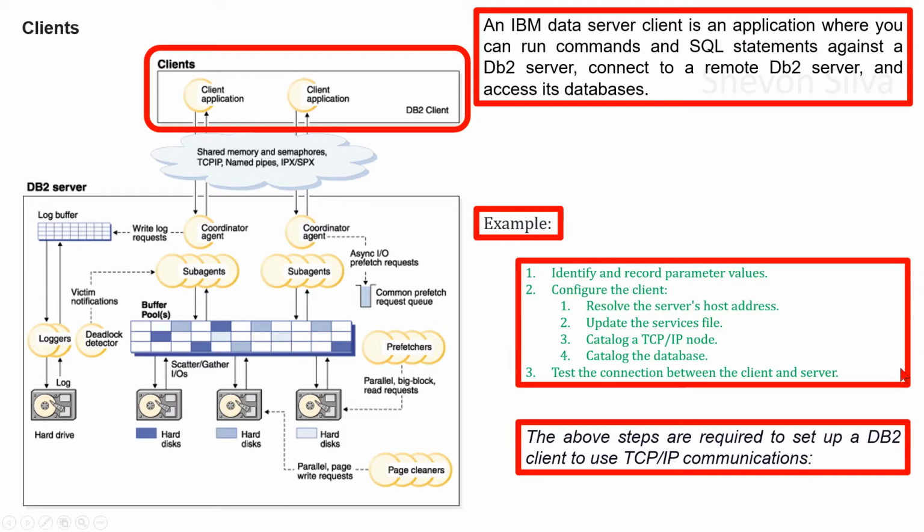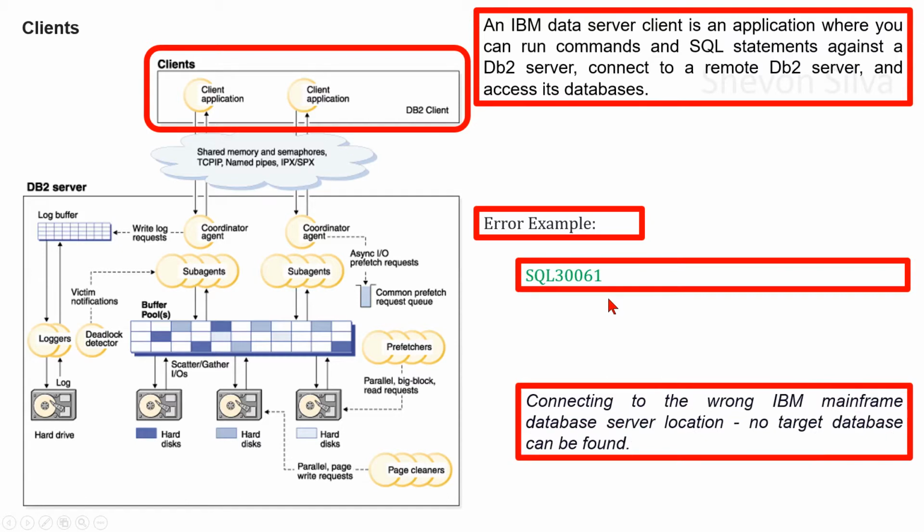As an example, we can consider these steps. These steps are required to set up a DB2 client to use TCP/IP communications. Step 1, identify and record parameter values. Step 2, configure the client, resolve the server's host address, update the services file, catalog a TCP/IP node, catalog the database, test the connection between the client and server.